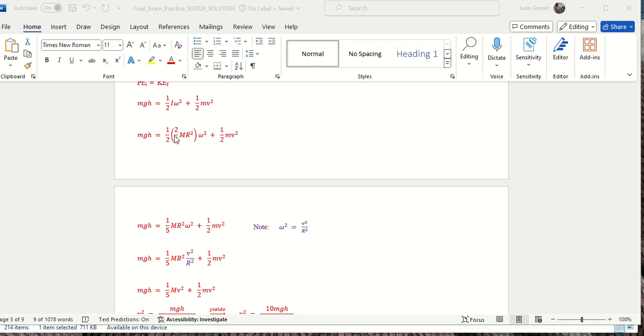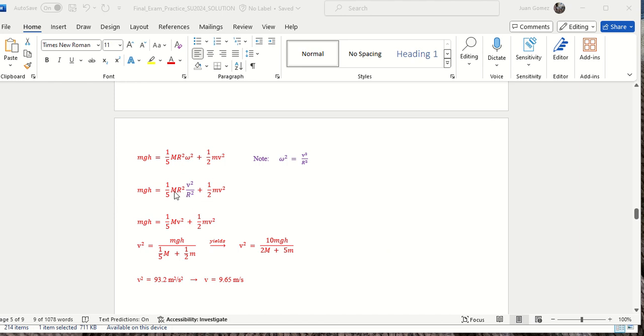So the next line, here I put in the moment of inertia for the uniform solid sphere. Then the next term, nothing complicated. You get MGH equals 1/5 big M R squared omega squared plus 1/2 MV squared. Now, in the next step, we need to replace omega squared with v squared over r squared. Remember, in general, for the relationship between linear speed v and angular speed omega, v is r omega, or equivalently omega is v over r. And I need to get rid of omega squared. I need to write it in terms of v. So omega squared is just v squared over large r squared. Put that in.